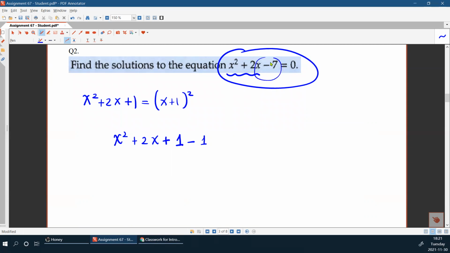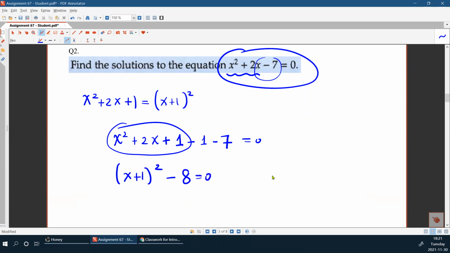And then note here there is another -7, right? So we can rewrite it like this: x squared plus 2x plus 1, then -1, and then -7 equals 0. This part here can be rewritten as (x plus 1) squared, and -8 equals 0. Then (x plus 1) squared should equal 8, right? You follow me? So what's the next step? Then x plus 1 should equal positive or negative square root of 8, and then we can solve for x.